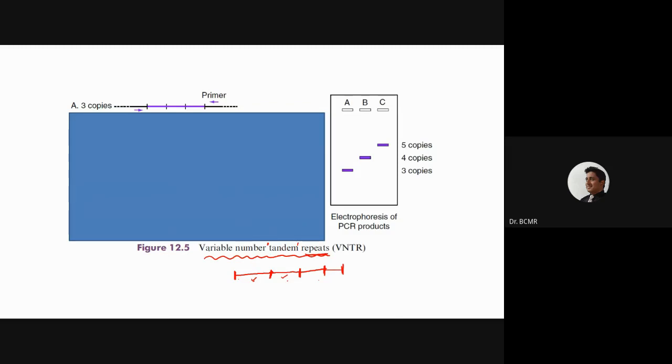So why do we use the word variable number here? Because in some individuals, you may have 10 repeats in tandem. In some cases, you may have just 3 repeats. Okay. In some cases, you may have 20 repeats. So that's why variable number tandem repeats, VNTR. The majority of our genomes have a large number of variable number tandem repeats.